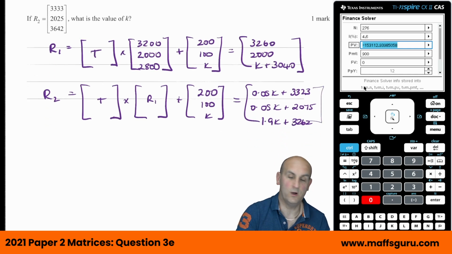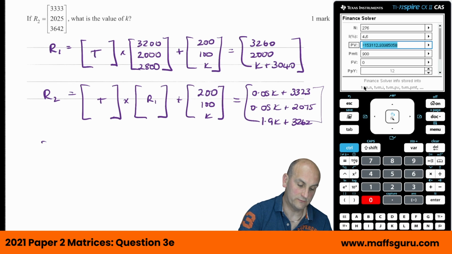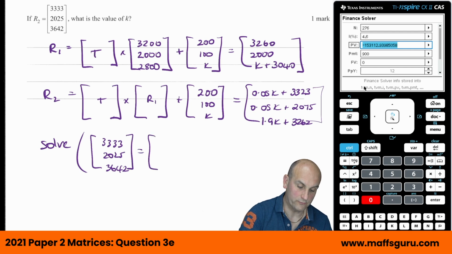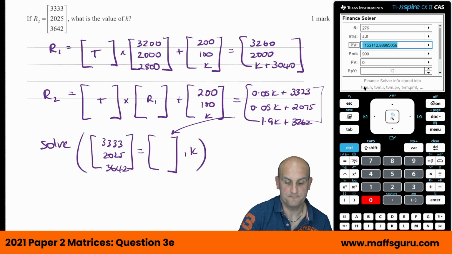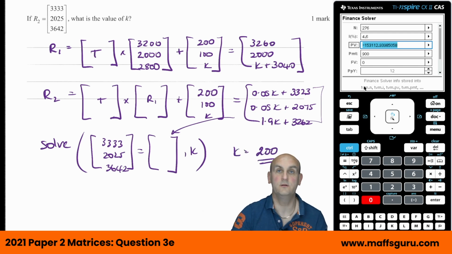Well, they told me what R2 was, so then I used my CAS and I solved for the value of R2 equals this matrix here, comma, k, and out came a value of k of 200. Whew, that was a funky question.